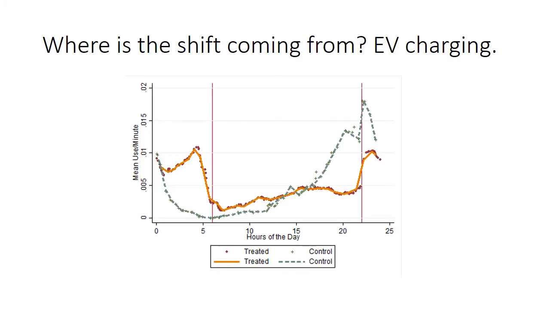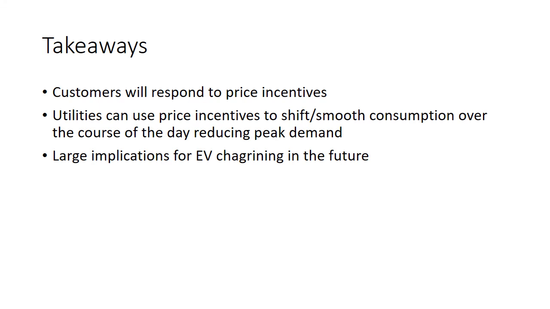Where is that shift coming from? Electric vehicle charging. So a lot of the households in this study actually had electric vehicles, and we can see that basically all of that shift is coming from a change in the charging patterns of electric vehicles. So people will respond to price changes. Customers will respond to price incentives. Utilities can use price incentives to smooth consumption over the course of the day to reduce peak demand, and there are large implications for electric vehicle charging in the future.